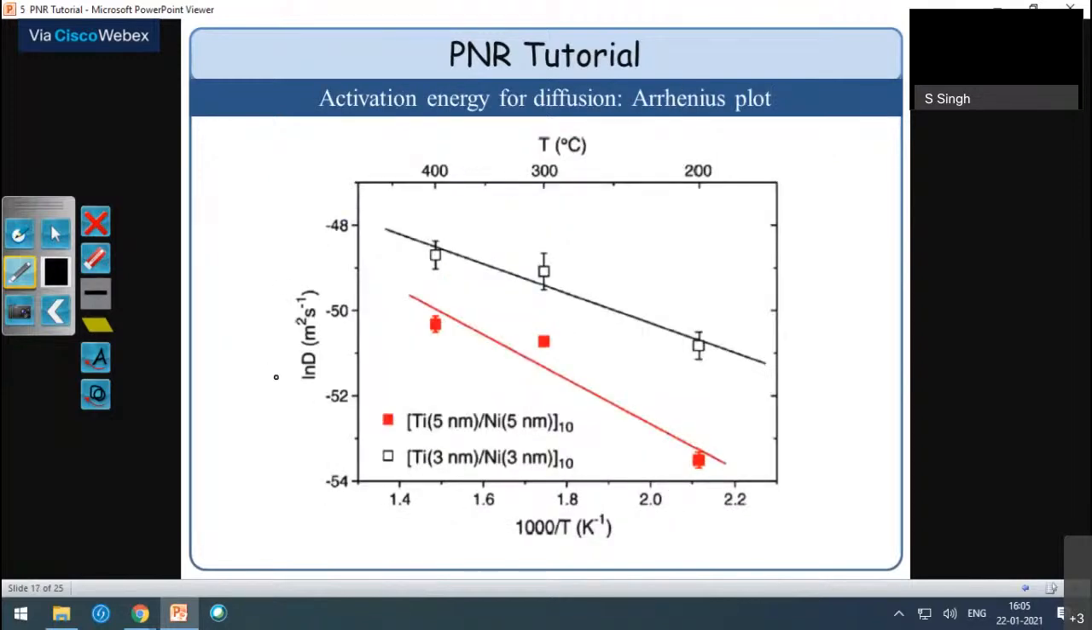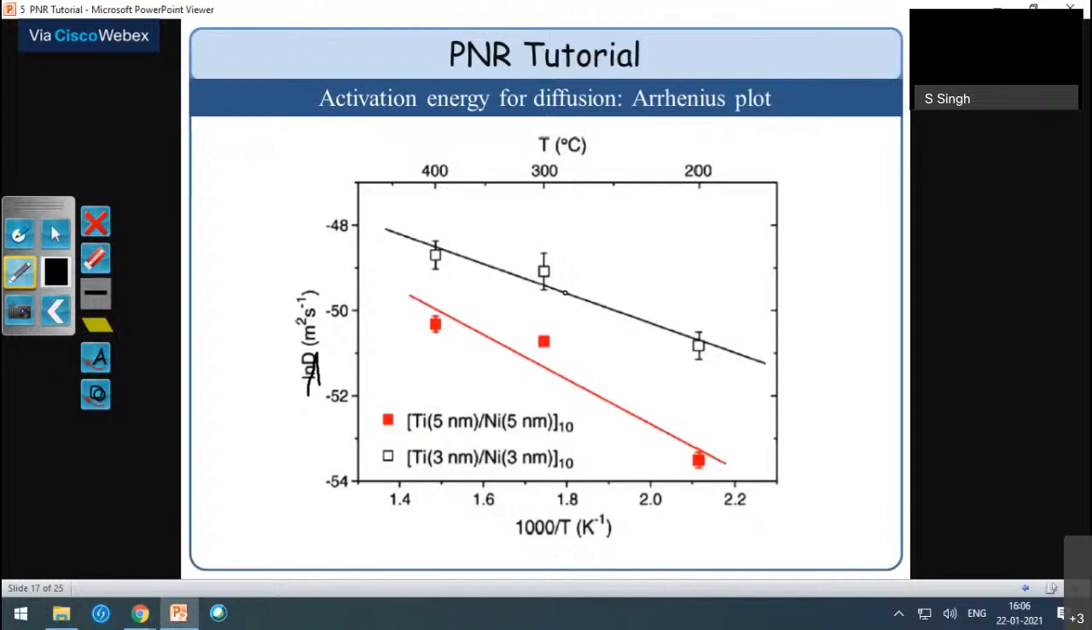And once you know the diffusivity, you also know the activation energy of diffusion for that particular element. For nickel and titanium, I have shown two samples. We have annealed at three different temperatures, and this is the diffusivity we have got for each temperature. If you plot log D against 1 by T, you get this, because you know the relation is that D decreases exponentially as e to the power minus E by kT. So the slope of this curve will give you the activation energy.